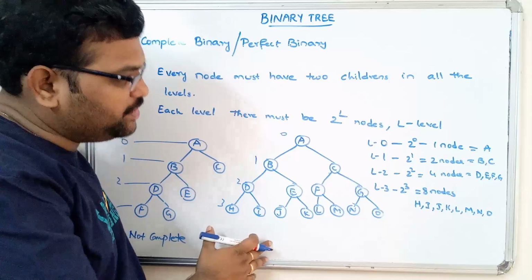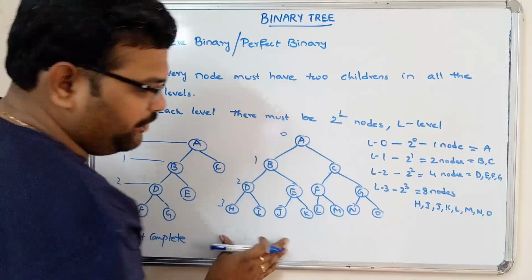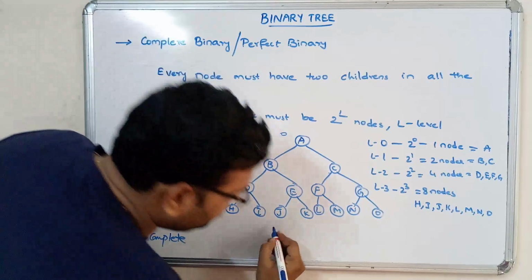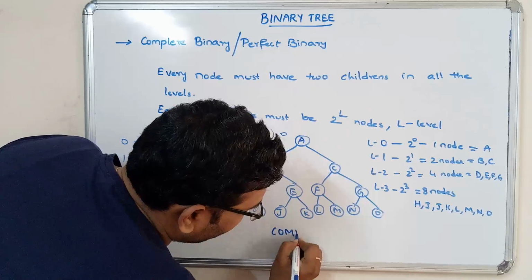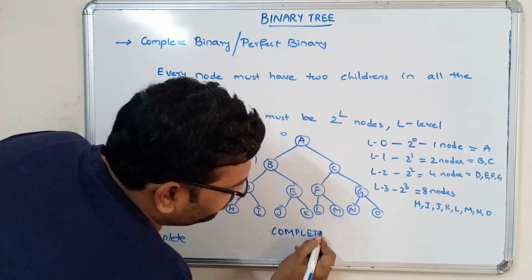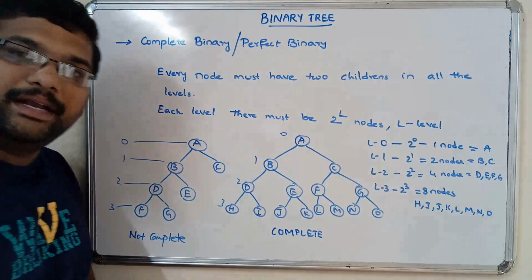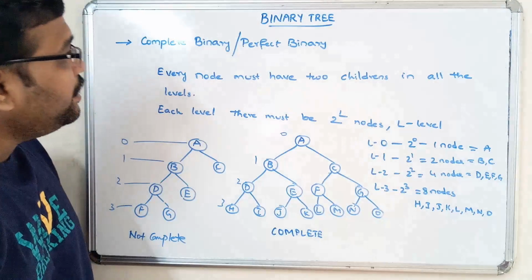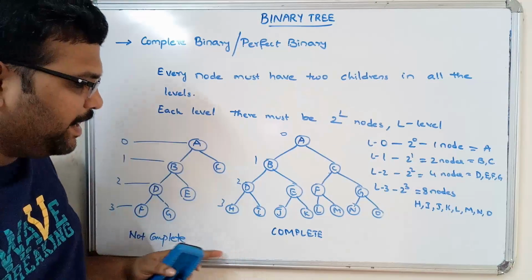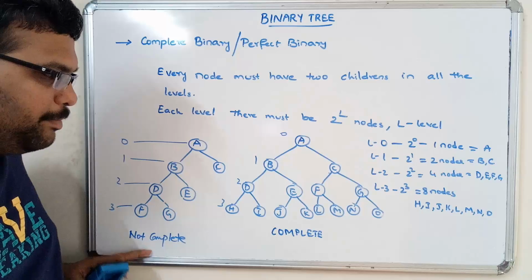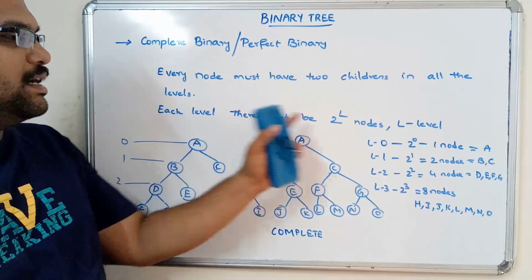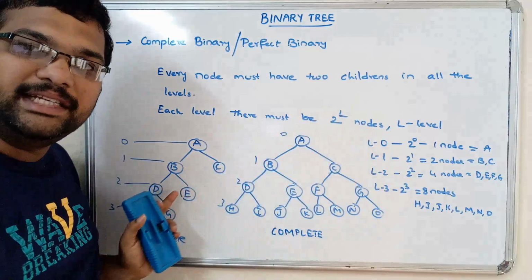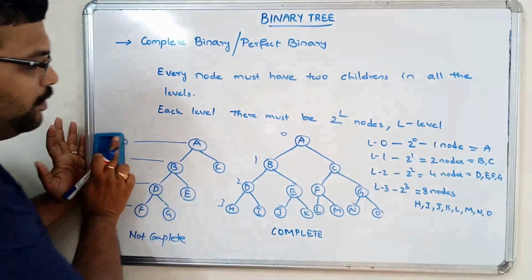So this is the definition for the complete binary tree. If a tree is like this, this is called a complete binary tree. Hope you understood this one. And this other one is not a complete binary tree because it doesn't satisfy this condition, 2 power L nodes in each level. Right. Now we'll go with another one.